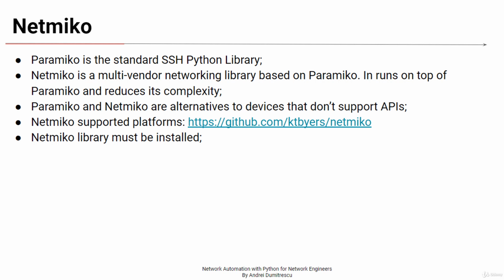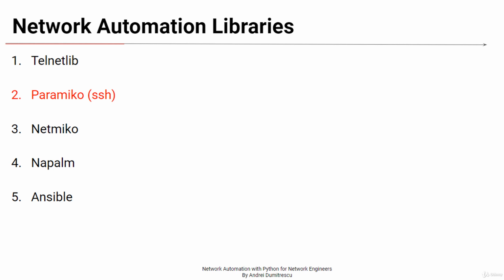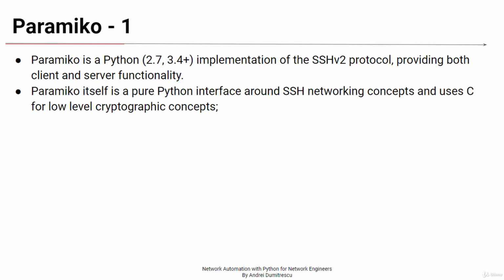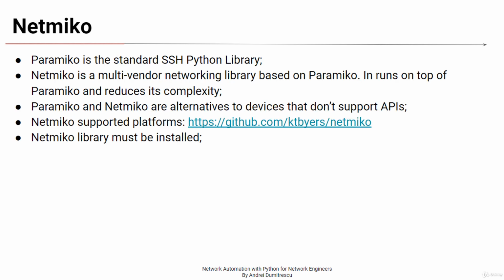Now it's time to dive deep into Netmiko. In the last section, we saw that Paramiko is the standard Python library used to automate configuration tasks of networking devices using SSH. Let's move on and see what Netmiko is and what it's good for. Netmiko is a multi-vendor network library based on Paramiko. It runs on top of Paramiko and is used to reduce its complexity.